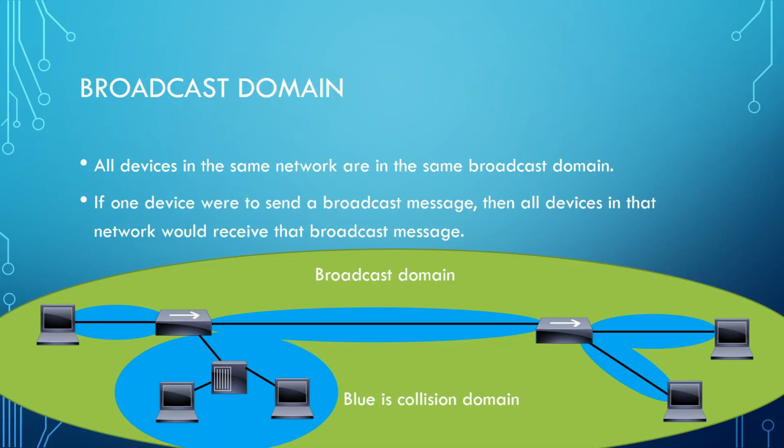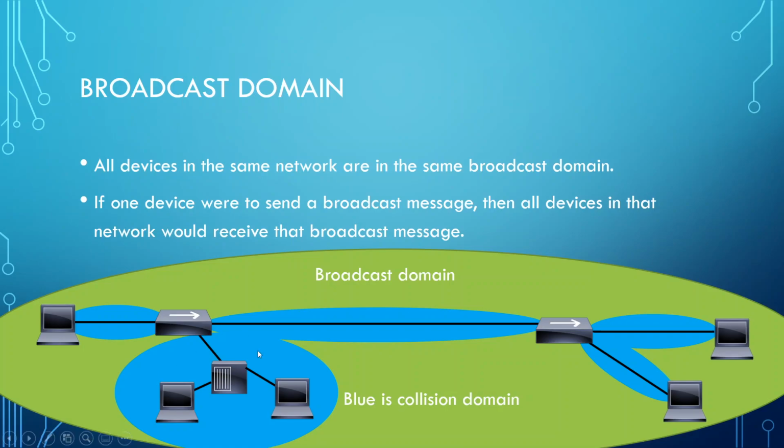Now let's talk about the broadcast domain, another important concept with Ethernet. The broadcast domain is defined as all devices in the same network being in the same broadcast domain. Earlier we talked about a broadcast message. If we were to send a broadcast frame, that broadcast frame is going to reach all the devices on that network. So the broadcast domain is defined as: if one device were to send a broadcast message, to what other devices will that broadcast message reach? That is the broadcast domain.